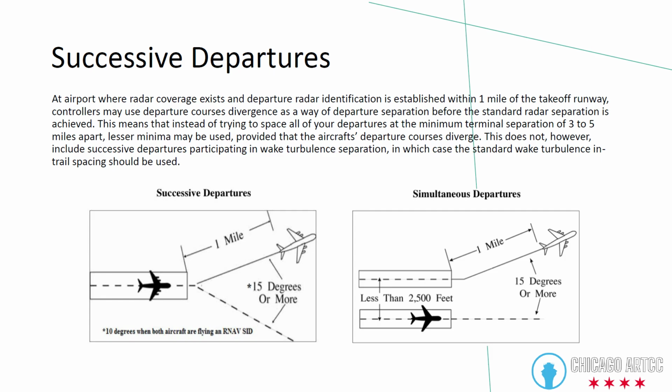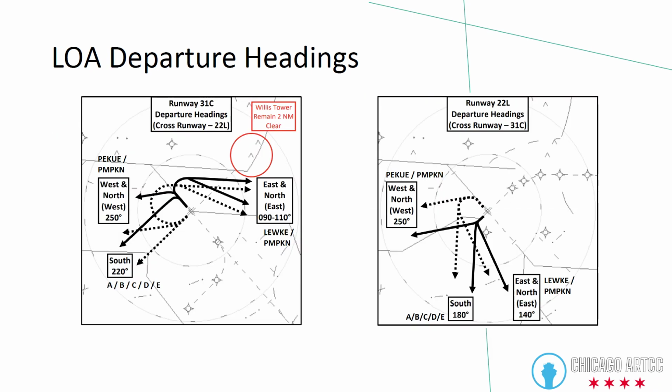Now, the picture on the right is a good example of O'Hare where we've got parallel runways, but in that case it would actually be separated by more than 2,500 feet. With more than 2,500 feet, you can do simultaneous departures immediately, as long as you have the 15 degrees of divergence. But here it could also represent Midway with less than 2,500 feet. As long as we have the 15 degrees or more of divergence, we can have aircraft 1 mile in trail instead of the 3.